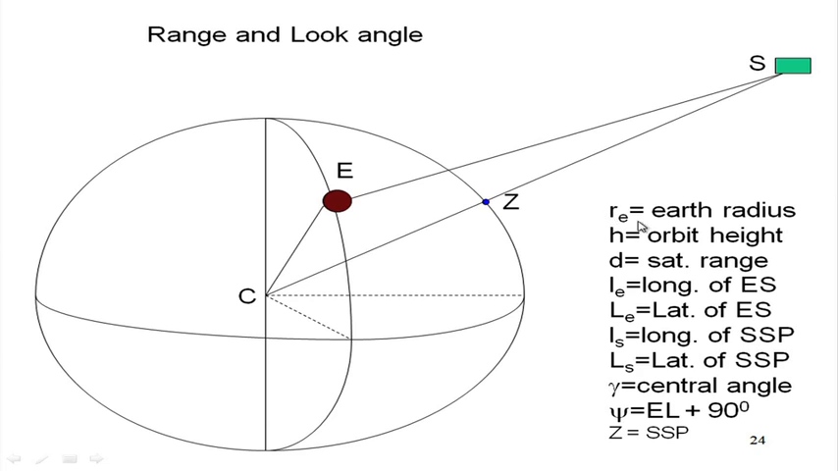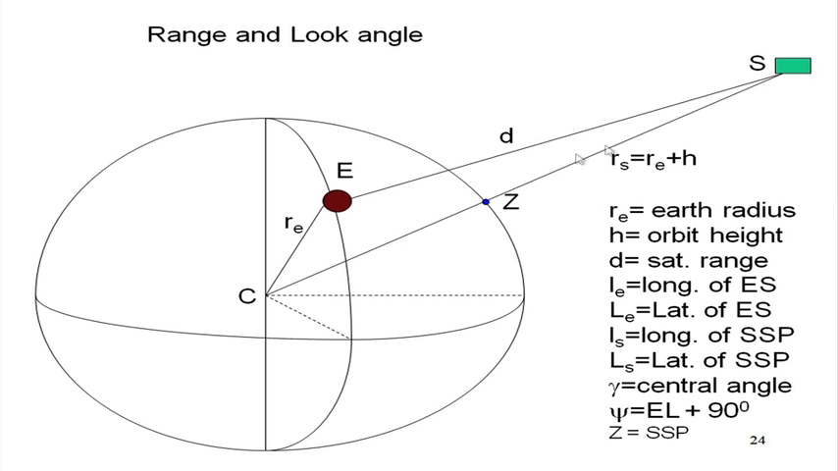So, I will try to define RE as the earth radius, H as the orbital height, that is Z to S, D as the satellite range, that is E to S, small l E is the longitude of the earth station. This is the radius of the earth, CE. Then the distance from satellite to the center of the earth, SC or CS, we call RS, which is CZ, that is RE, plus the orbital height, that is ZS. So, RS is equal to RE plus H.